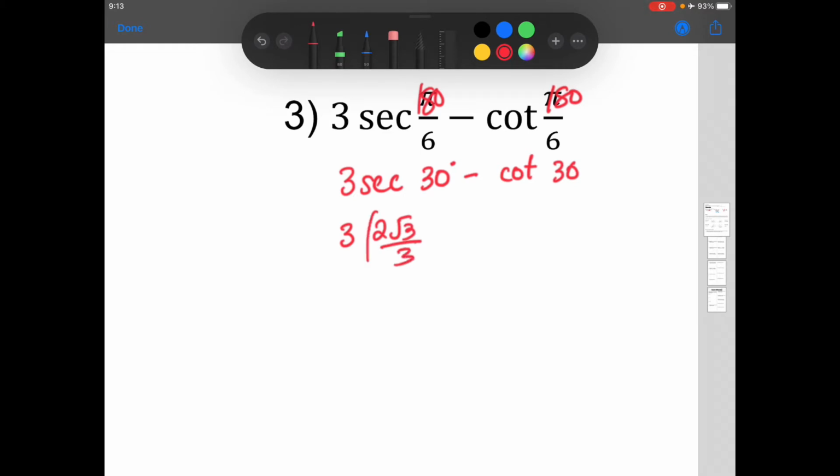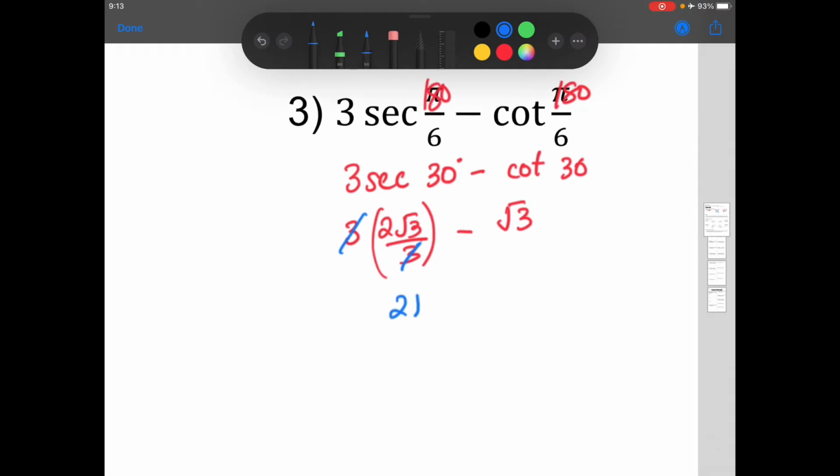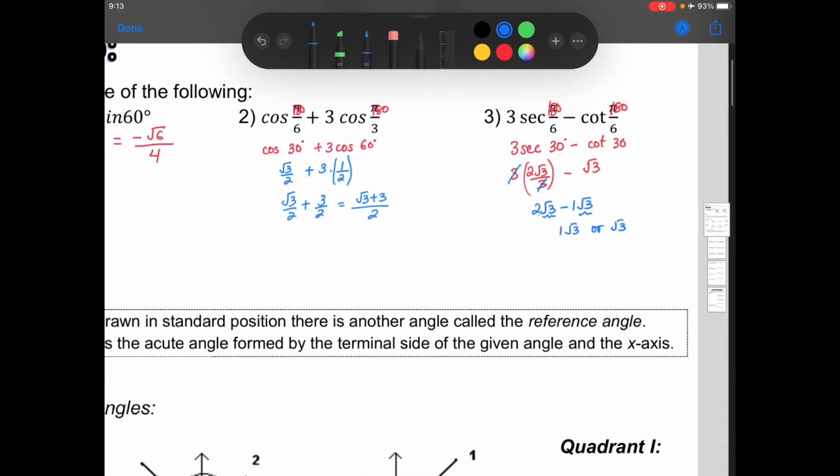2 rad 3 over 3 minus cotangent of 30, which is rad 3. So what happens here? The 3's cancel out. In multiplication, I can cancel something in the numerator with something in the denominator. So I'm left with 2 rad 3 minus 1 rad 3. Your radicands are the same, so I just combine the coefficients. 2 minus 1 is 1 rad 3, or just rad 3. So that's my answer. This is how you do these.